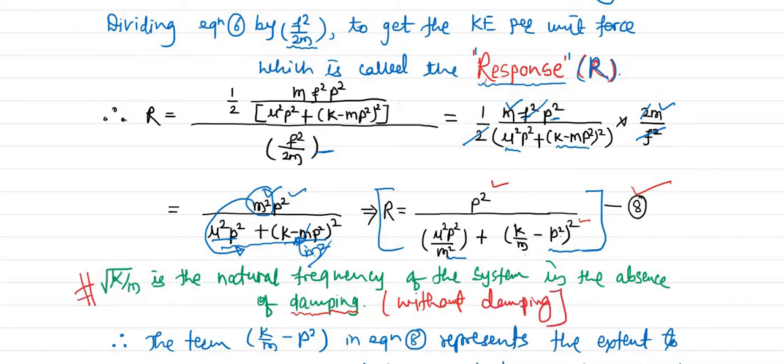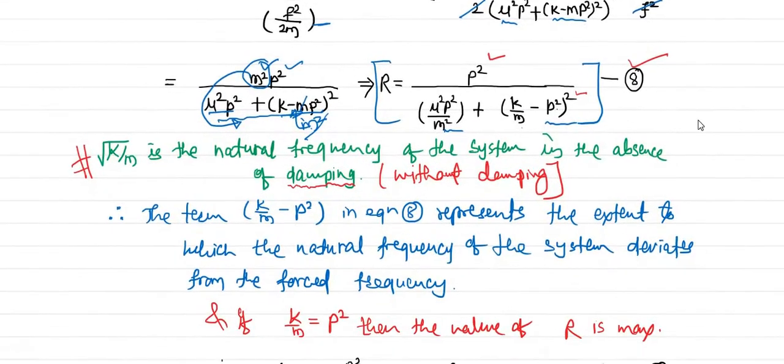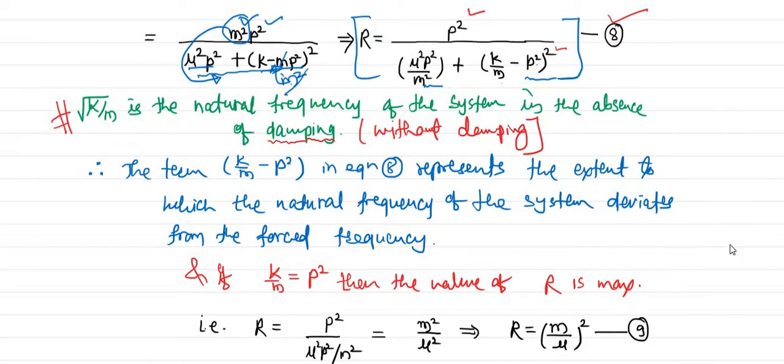Now see this in equation number 8: in the denominator we have k/m − p². This second term in the denominator in equation 8 represents the extent to which the natural frequency of the system deviates from the forced frequency. Yes, we have two different frequencies, the natural and the forced frequency. So which term actually decides? This term, k/m − p², decides how much is the deviation of the natural frequency from the forced frequency.